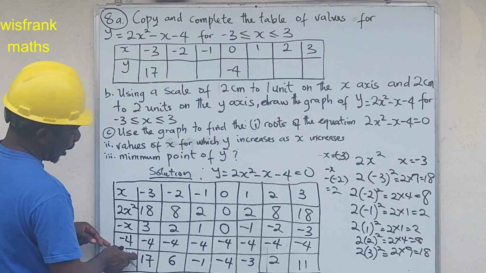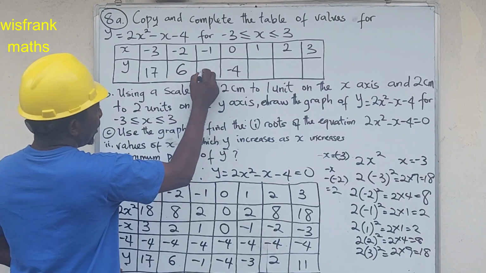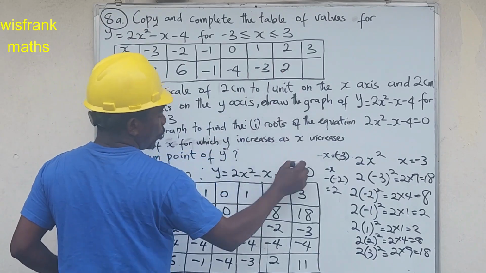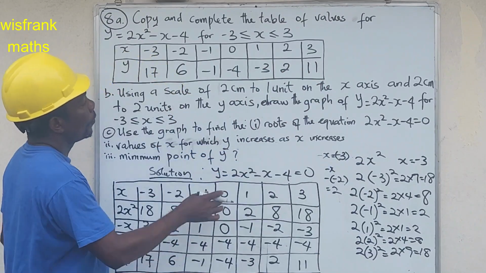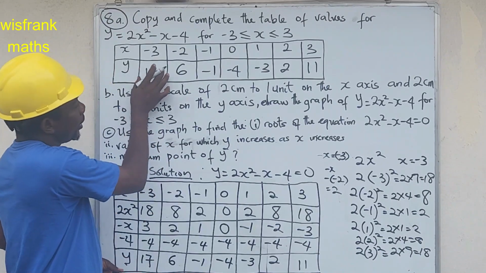So for us to have this, it is the same thing as when we fill in this. This place is 6. Here is −1, and −4 is there. Here is −3, and here is 2. And this place is 11. So this is the solution to fill in these empty spaces for this table.